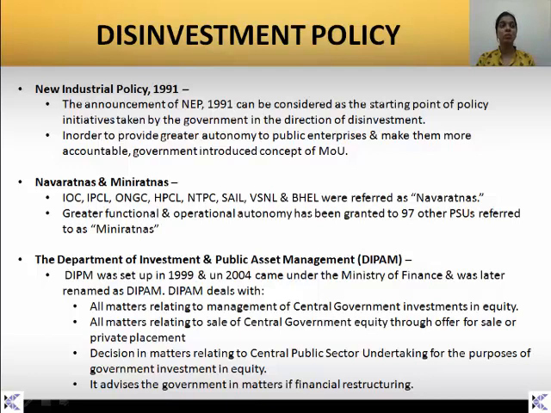There were also Navratnas and Mini Ratna concepts which have been introduced, where initially IOC, IPCL, ONGC, HPCL, NTPC, SAIL, VSNL and BHEL were introduced as Navratnas of India, and for greater functional and operational autonomy, they had also been granted to 97 other PSUs which were determined as Mini Ratnas.